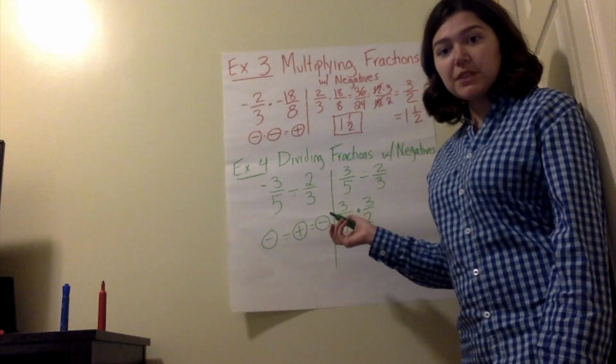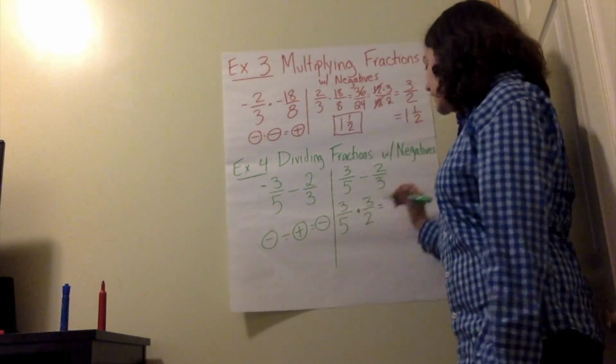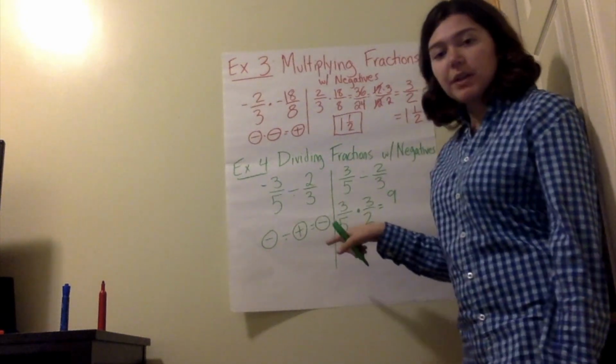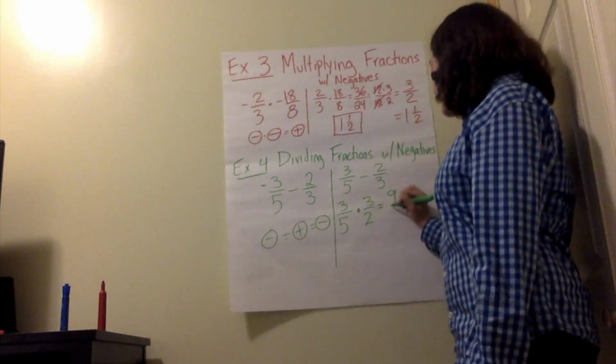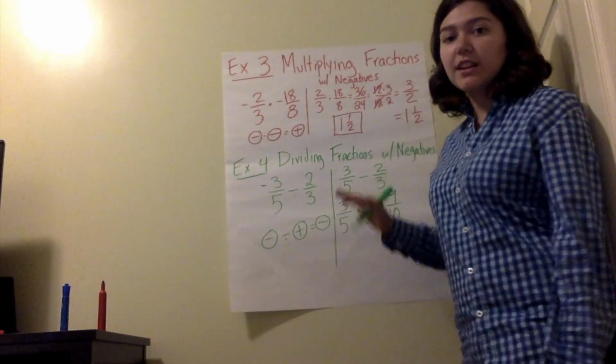At this point, we have a multiplication problem, just like we just did. We multiply the numerators. 3 times 3 is 9. We multiply the denominators. 5 times 2 is 10. And I can't simplify that any further. I have a nice proper fraction of 9/10.